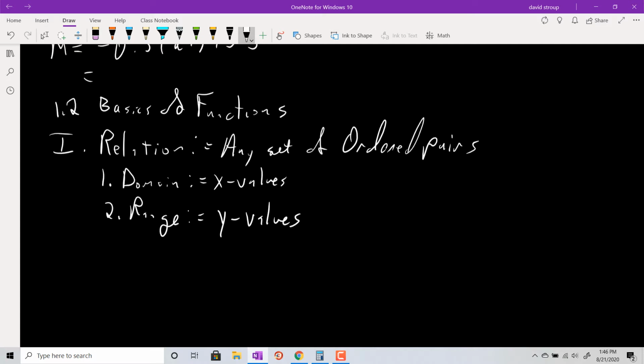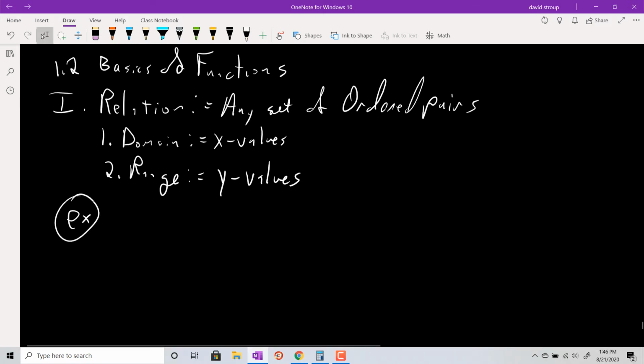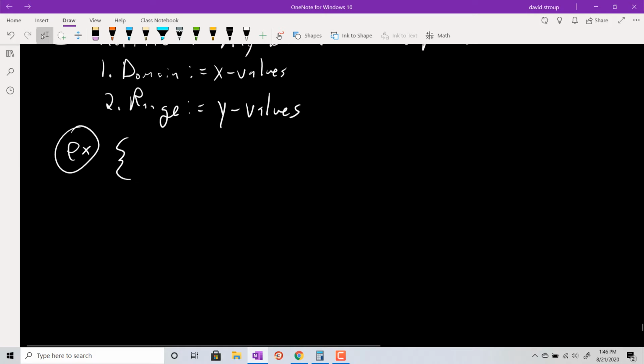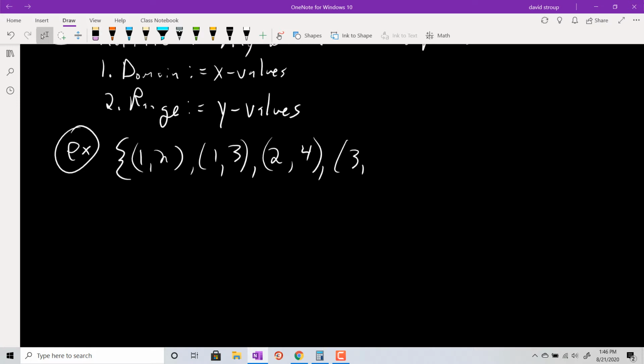Okay. So, for example, let's take a look here. (1, 2), (1, 3), (2, 4), and then (3, 3). Okay. So that thing there I just wrote is a relation. We can literally graph it in the Cartesian coordinate system. Another way of visualizing these things is using arrow diagrams.